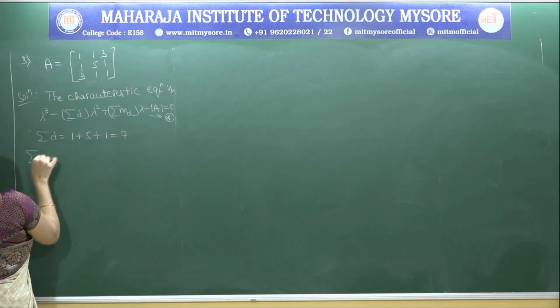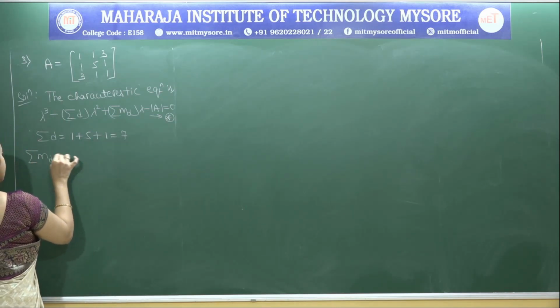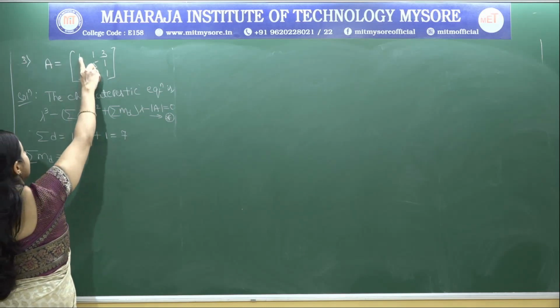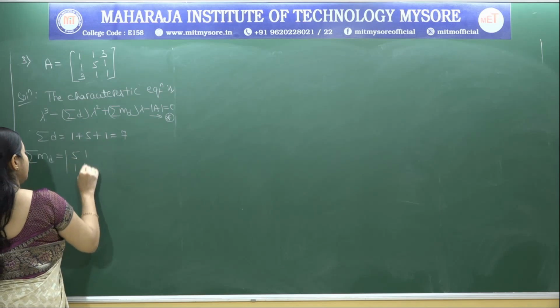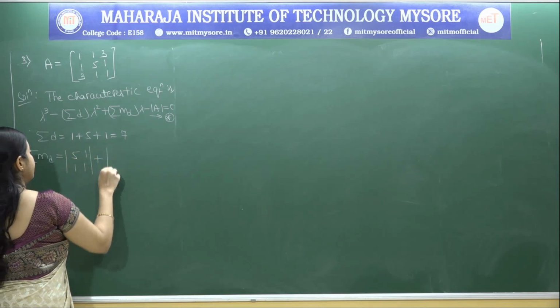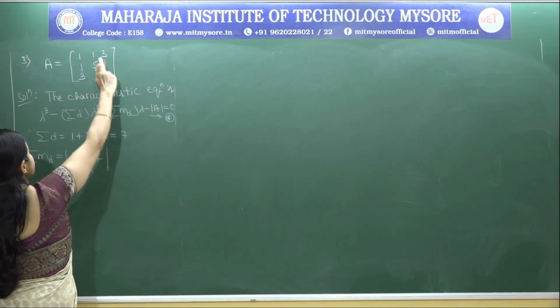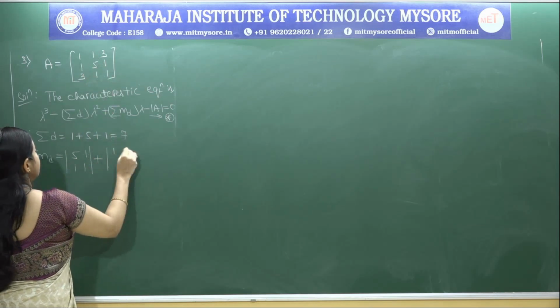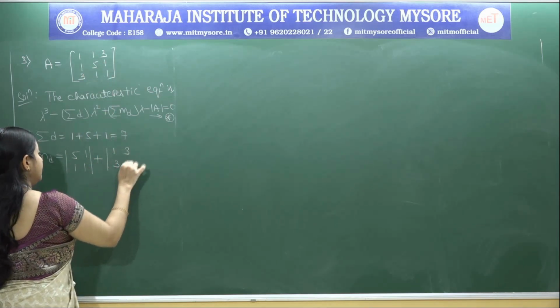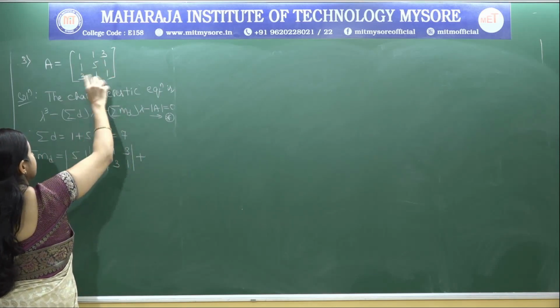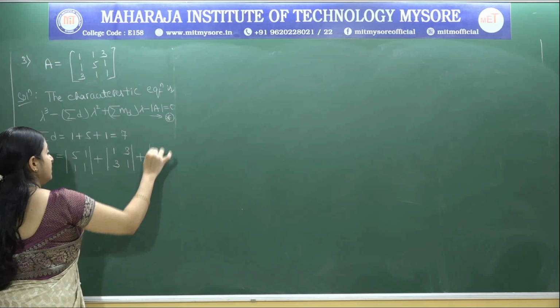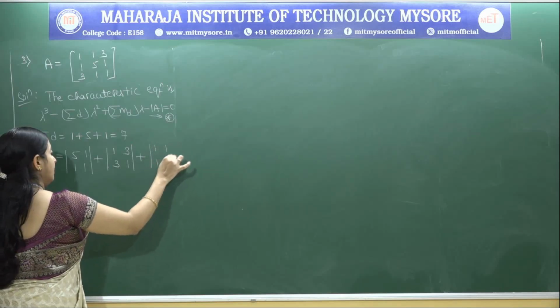Next, the sum of the minors of the diagonal elements. The first one, this is the diagonal entry, delete this row and column. It is 5, 1, 1 and 1. The second one, this is the diagonal entry, delete this row and column. It is 1, 3, 3 and 1. The third one, this is a diagonal entry, delete this row and this column. It is 1, 1, 1 and 5.